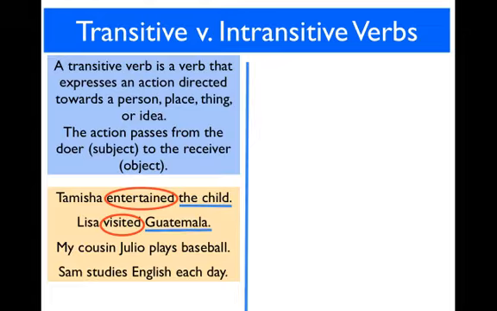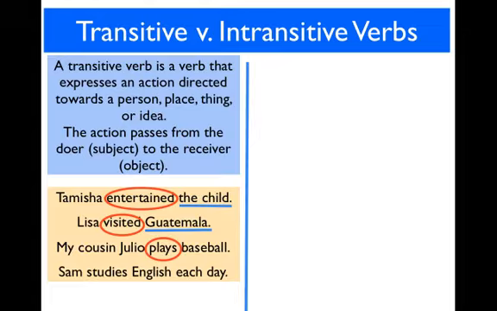Visited Guatemala, which means that we already have an object for our verb right there, so that makes visited also a transitive verb. The last two examples, make sure you pay close attention because we're going to see that some of the verbs can be transitive or intransitive based on how you use it in a sentence.